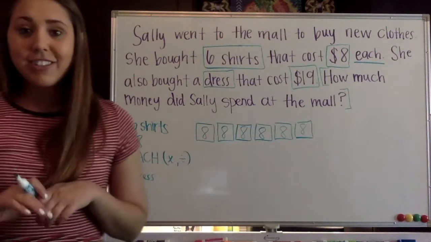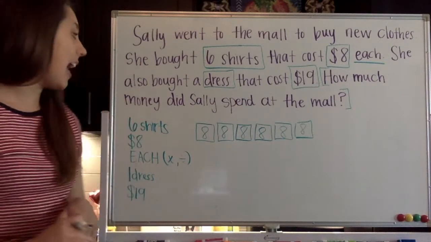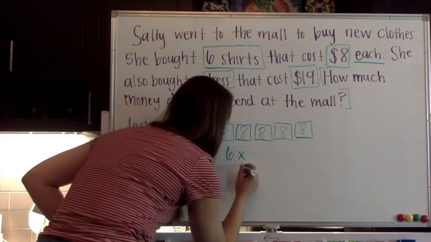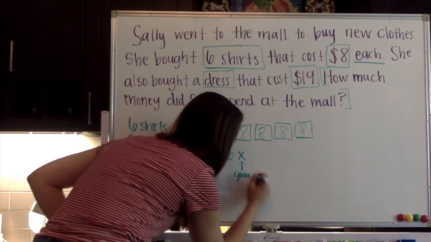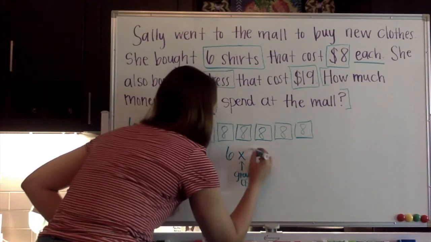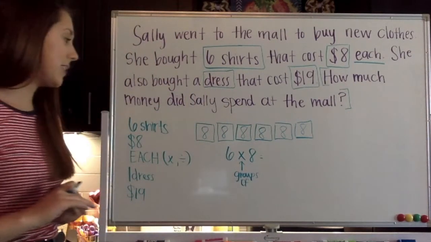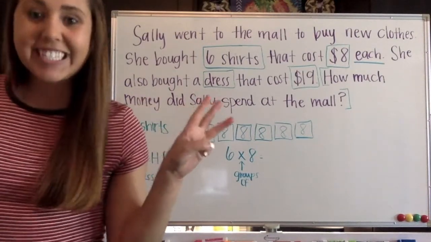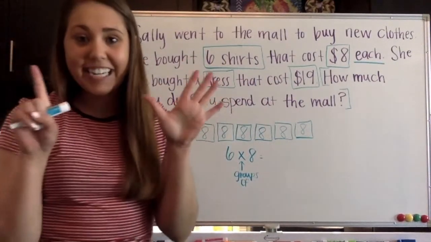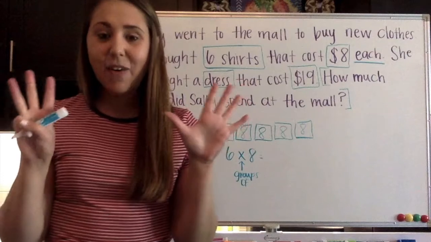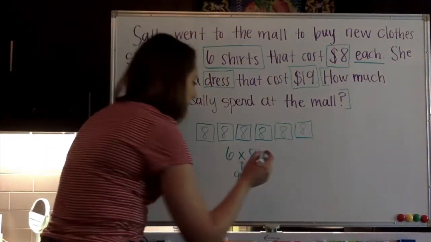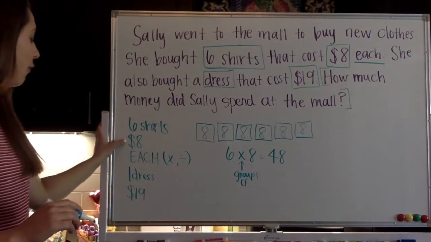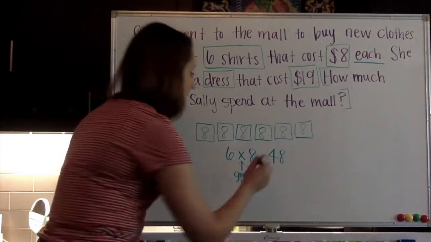So to me, this looks like I have 6 groups of 8. And I know that groups of means to multiply. So I have 6 groups of 8. Now I know we know our 6's, so let's sing and figure out what 6 times 8 is. We got 6, 12, 18, 24, 30, 36, 42, 48. So I know that 6 times 8 equals 48. And I also know that these were 6 shirts for $8 each, so I know that this is $48.